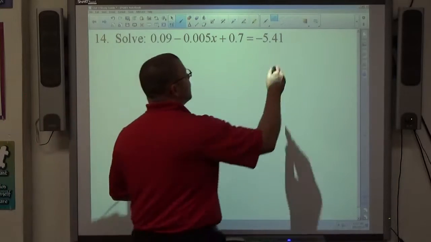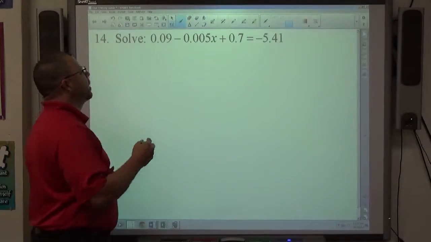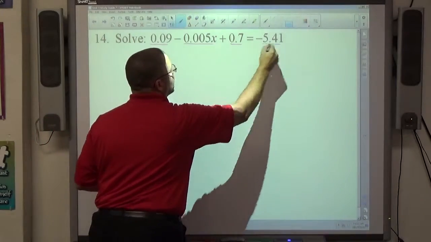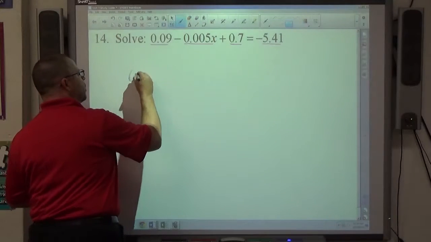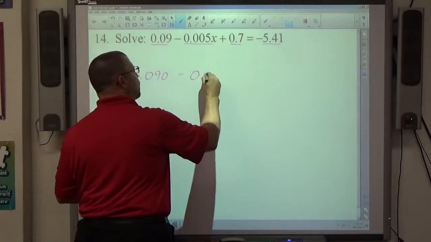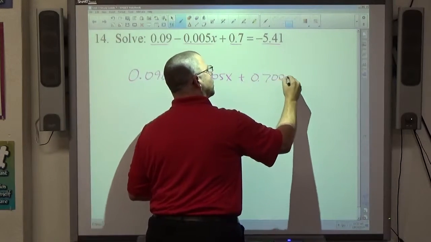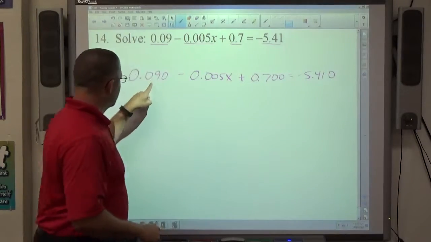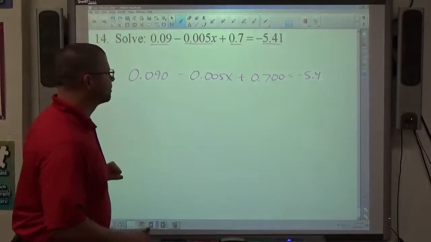Number 14, we have a decimal equation, and with decimals I need to make sure everything has the same number of decimal places. So we have 2 decimal places, 3 decimal places, 1 decimal place, 2. The most we have is 3, so everything with 3 decimal places first. So 0.090 minus 0.005x plus 0.700 equals negative 5.410. 3 decimal places, 3 decimal places, 3 decimal places, 3 decimal places.